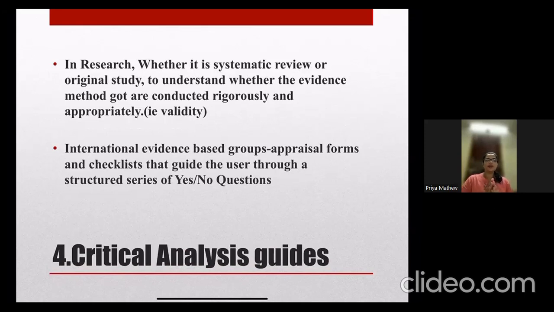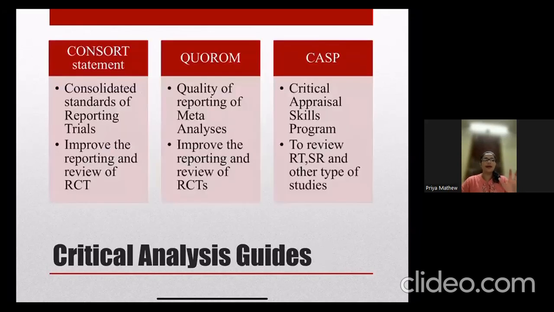Okay, so these are actually international evidence-based groups in which there are a lot of appraisal forms and checklists that guide the user through a structured series of yes or no questions. So we just determine what all things we have to look for in that study, and rather than going in depth, you just have to tell whether yes or no. So that will scrutinize the studies as required. Now, which are the common analysis guides that we follow? One is the CONSORT statement, another one is QUORUM, and another one is CASP.